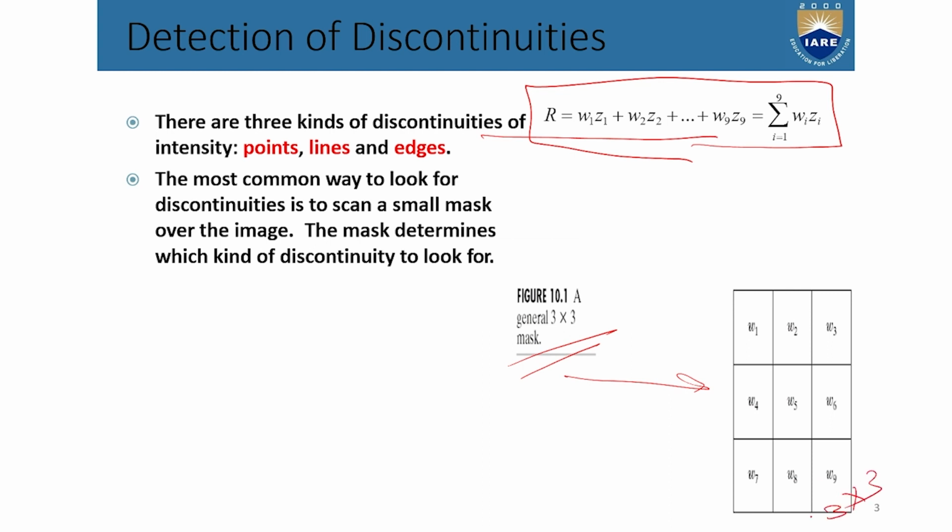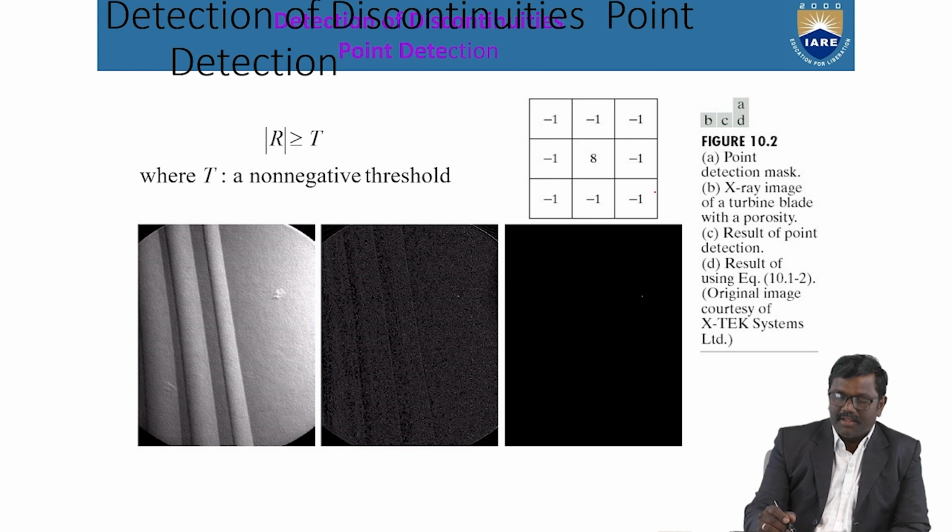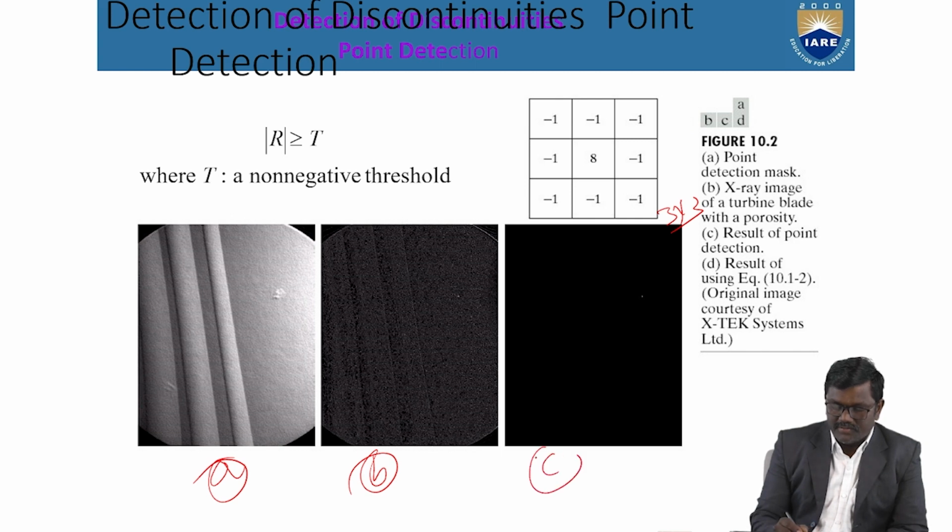The most common way to look for discontinuities is to scan a small mask over the image. The mask determines which kind of discontinuity to look for. Here we take a 3 by 3 matrix, which is figure A. Let us assume the next figure is B and this is C.